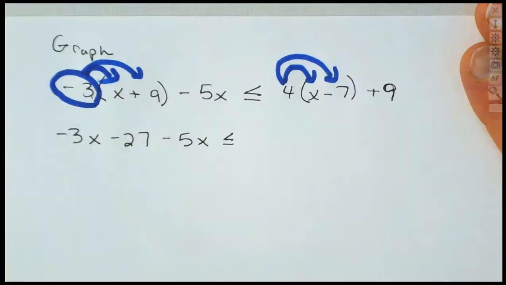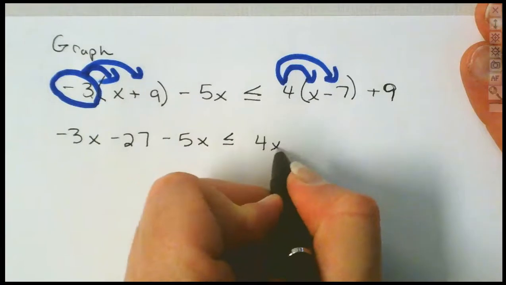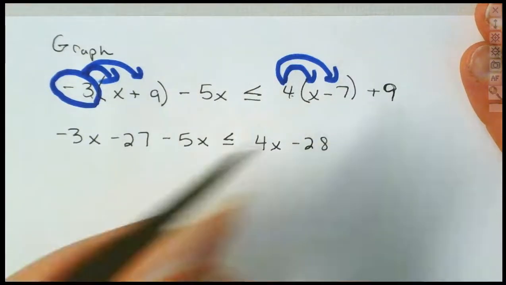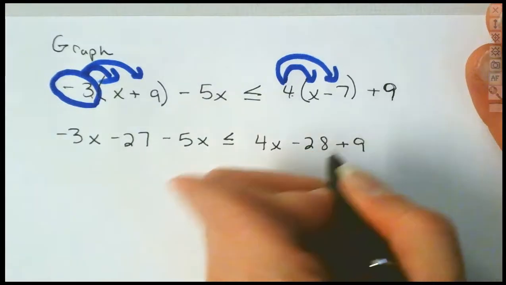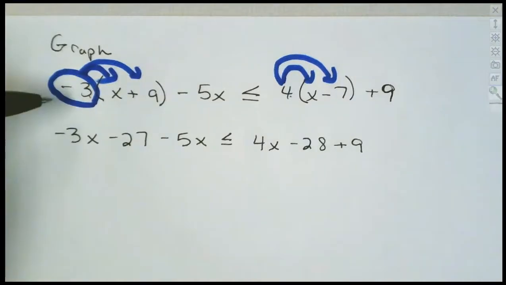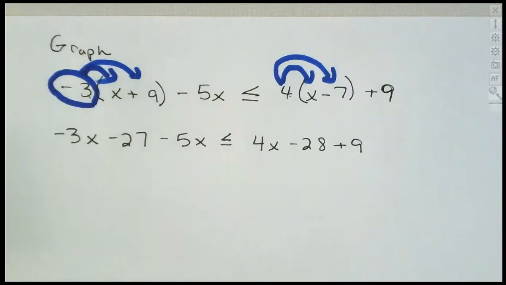On the other side, what do we have? 4x. And then 4 times a negative 7 makes a minus 28. And a plus 9. Is everyone okay with what I'm doing here? All I did was distribute through. Where do students make a mistake? If you make a mistake, it'll be right here with this negative, because you'll forget to switch your signs. So make sure you circle it, draw your arrows, so you know you have to switch the signs.